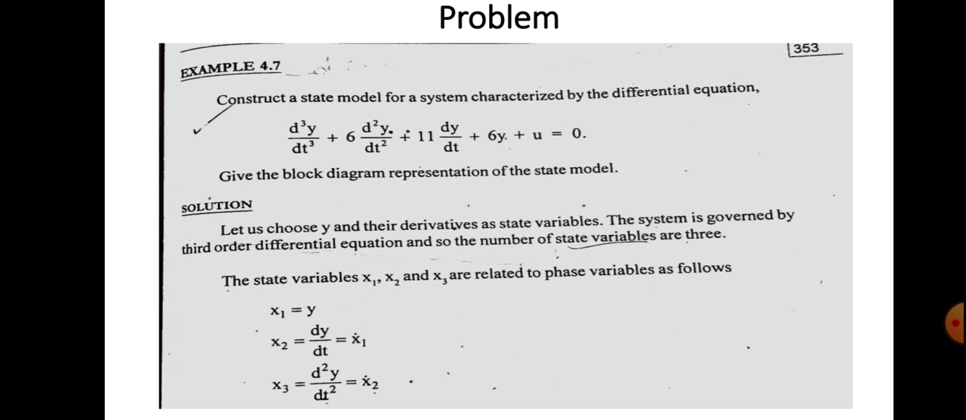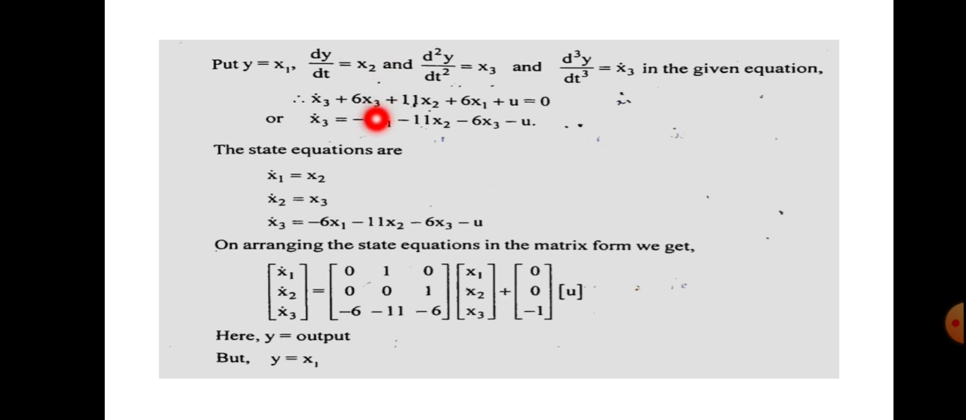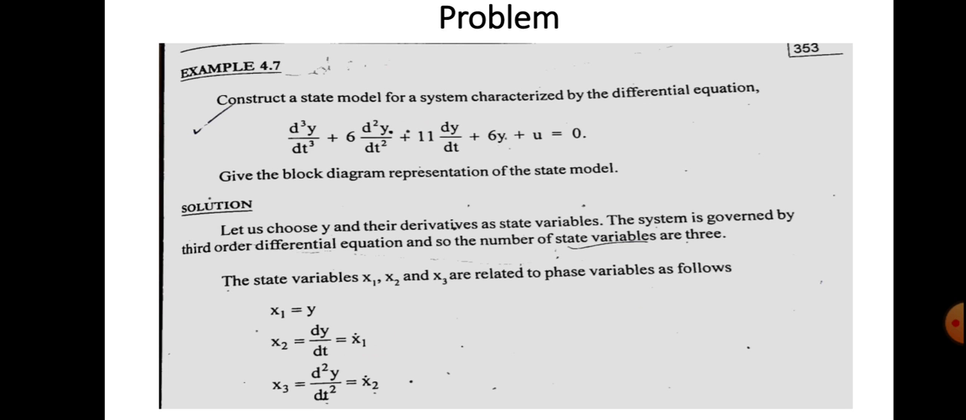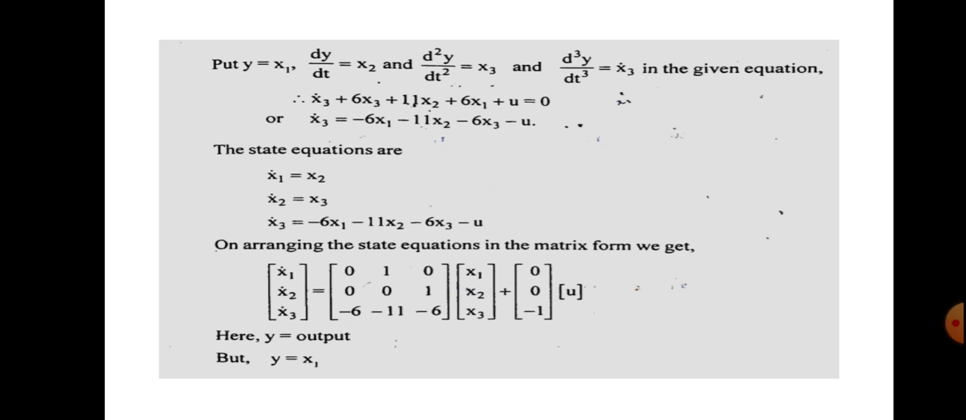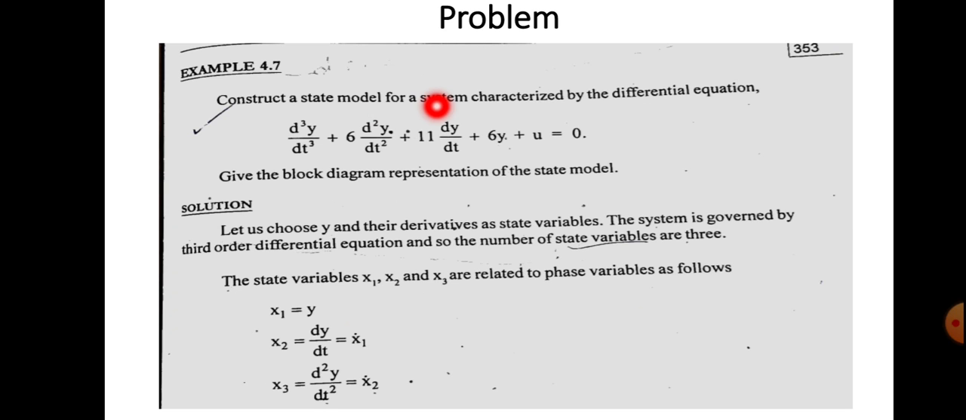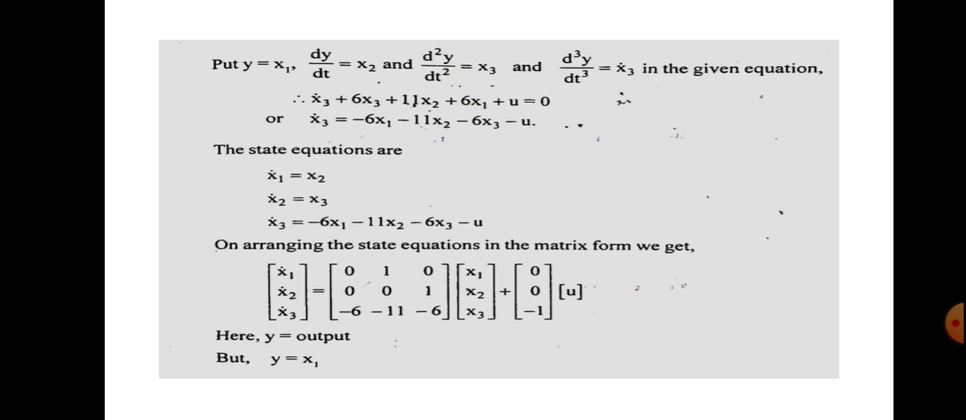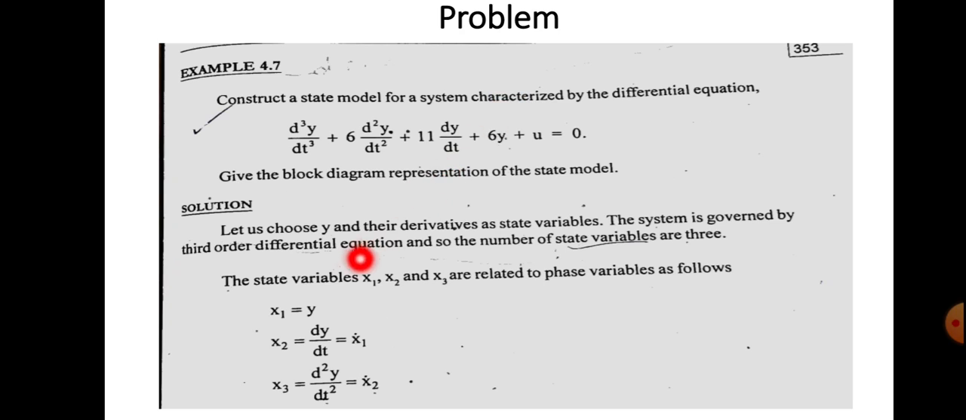Plus, what is the next term? The next term is 6 into d square y by dt square. D square y by dt square is equal to x3, so that will be equal to 6 into x3. Okay. Next, what is the next term? The next term is 11 into dy by dt. What is dy by dt? That is equal to x2. So 11 into x2 plus. Next, what is the next term? 6 into y. Y is equal to x1. So you can write 6 into x1, and the next term is plus u equal to 0.